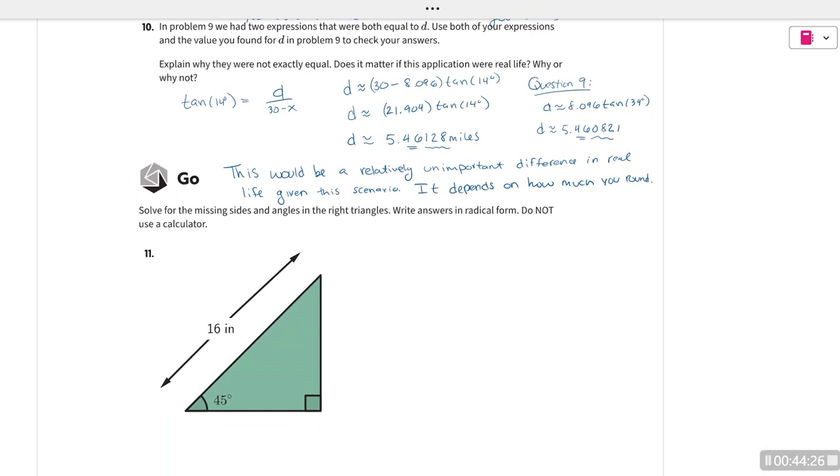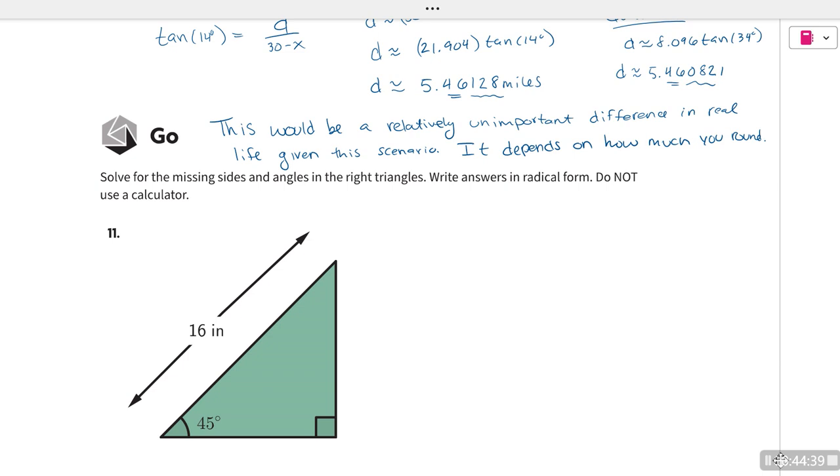Okay, let's move on to our Go problem. So Go says solve for the missing sides and angles in the right triangles, and write answers in radical form, do not use a calculator. So we're using our special right triangles. Here I see I have a 45 degree angle, which means it's a 45, 45, 90. Now we can do this.